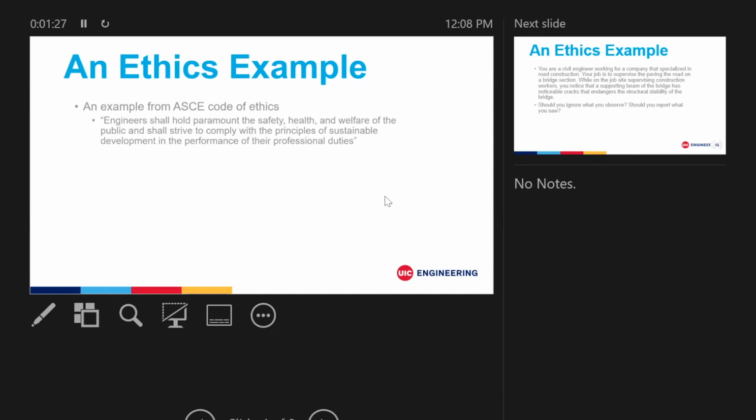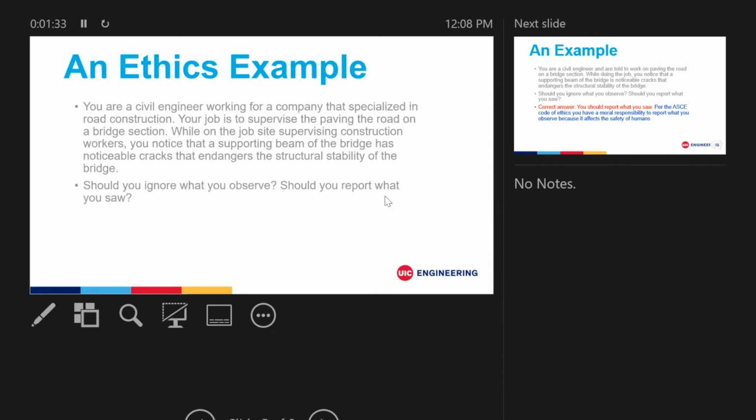Okay, so that is one of the many ethics which has been listed in ASCE. So give you an example. Let's say that you're a civil engineer, and you are paving the road, and let's say it's on a bridge, and you notice something on the bridge, something is not right. The question is, are you supposed to go and do something about it? It's not your job to do anything about the structural part of the bridge. You're only paving the road. Should you just ignore it or should you report it?